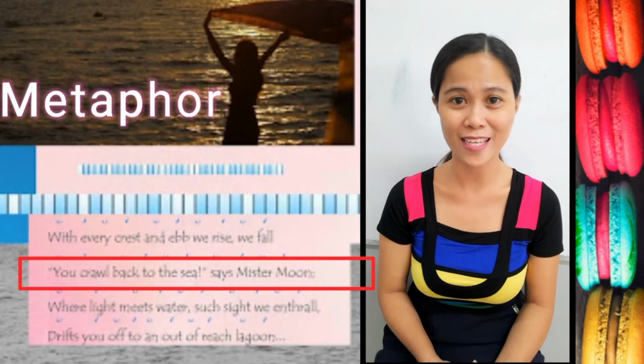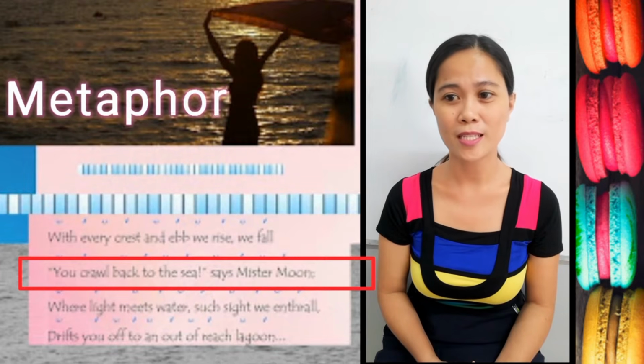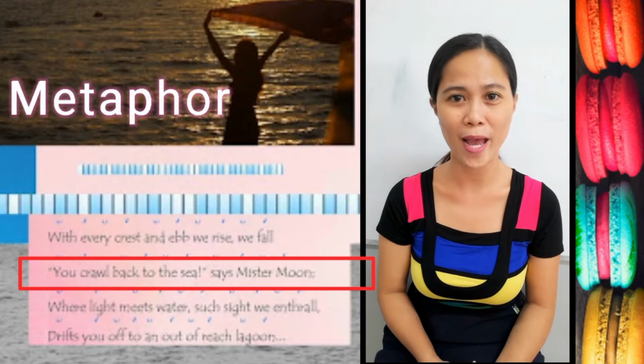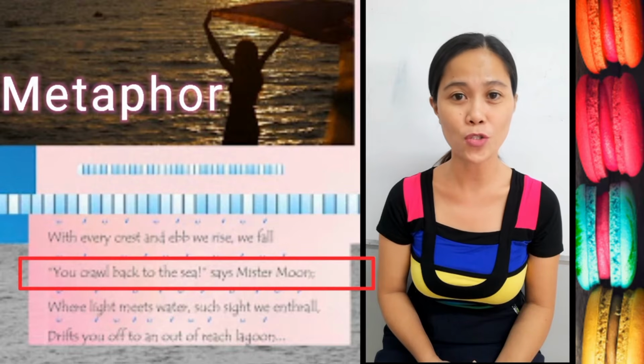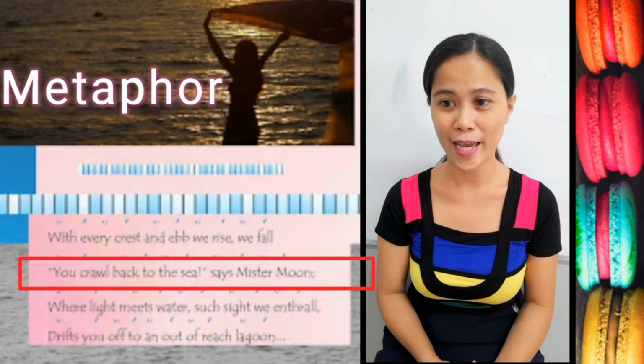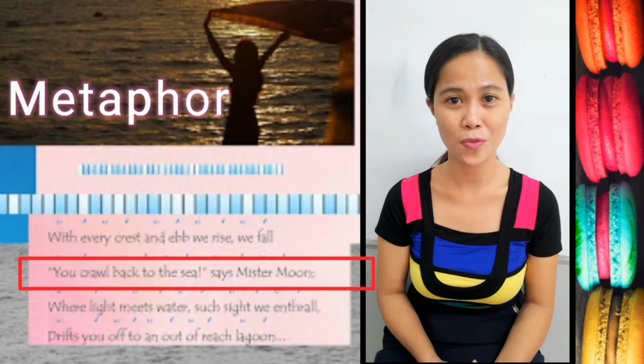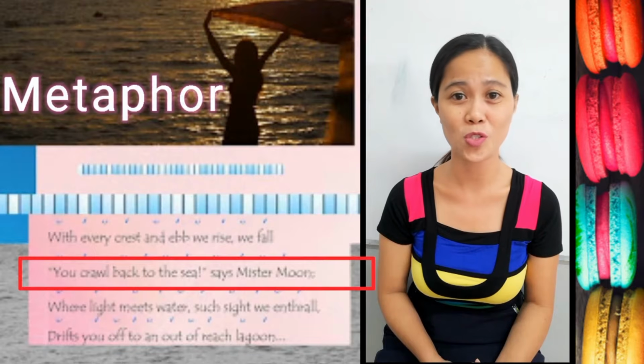Yes, it's still the light that is being talked about here, but Mr. Moon here is asking the other to crawl back to the sea. So if one is going to crawl back to the sea, you're going away from the shore. Okay? And where light meets water, such a sight we behold. So there is light far away from the shore.